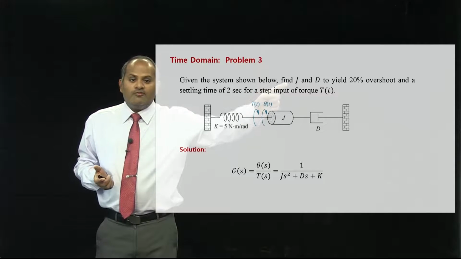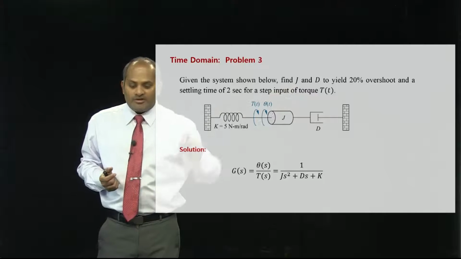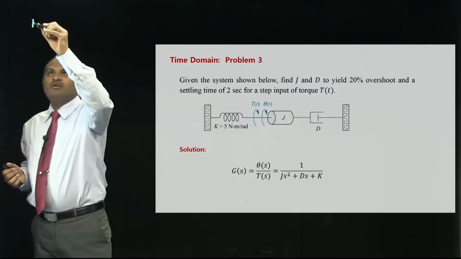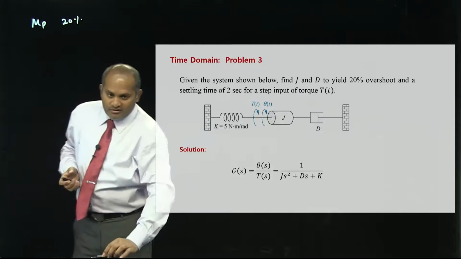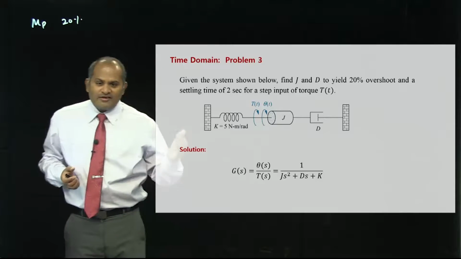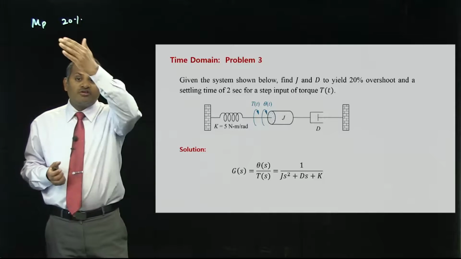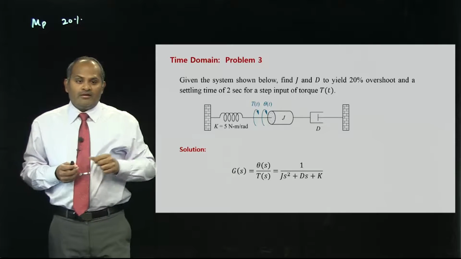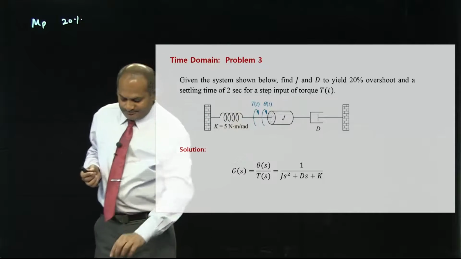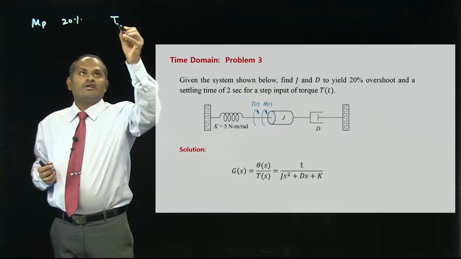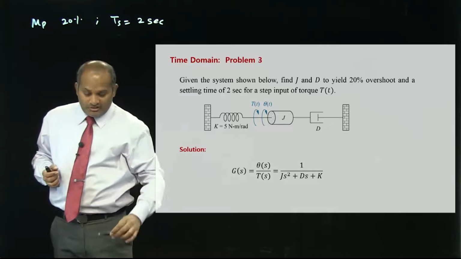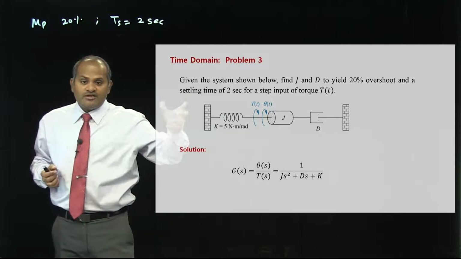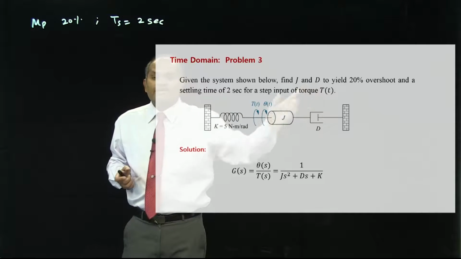For the system shown below, find J and D to yield 20% overshoot. So, the overshoot Mp is specified as 20%. That means we have to relate to the damping, right? Overshoot is related to the damping, and a settling time T is equal to 2 seconds. So, these are the two specifications, and you have to select J and D accordingly.